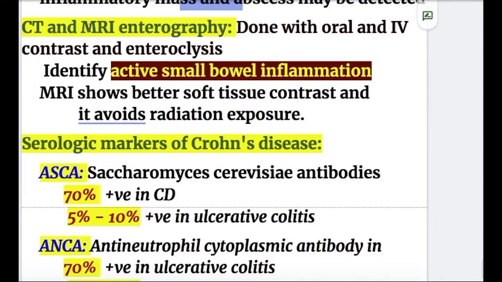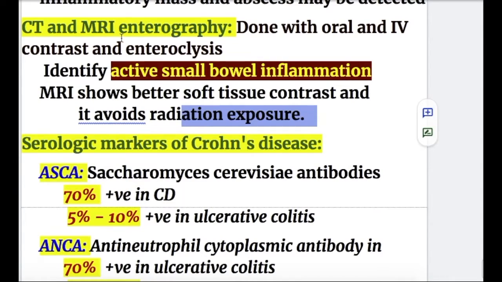Now, CT and MRI enterography are done with oral and IV contrast and with enteroclysis. They identify active small bowel inflammation. MRI shows better soft tissue contrast and it avoids radiation exposure. But CT is done easily and it's available at many places.